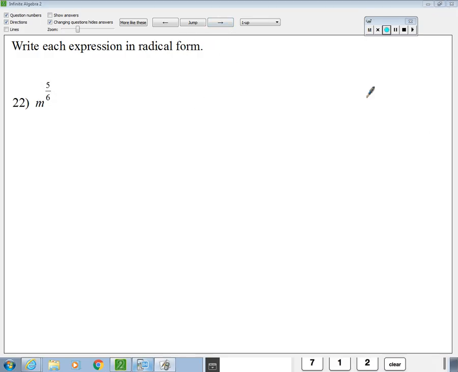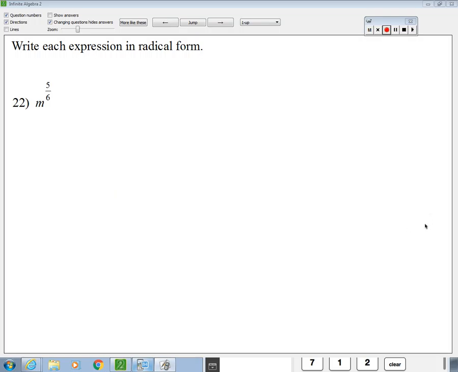Okay, now in number 22, you're just working the opposite way. They gave it to you in exponential form. They want you to put it in radical form. So I'm going to draw a radical over the m. What root is it? The 6th root, and then all raised to the 5th power. Okay?